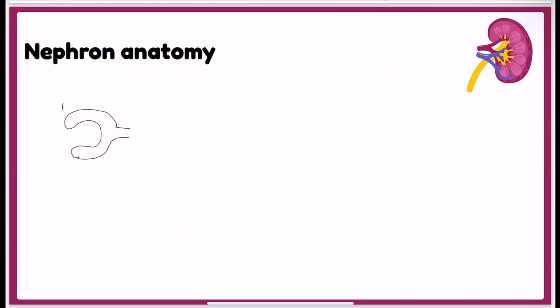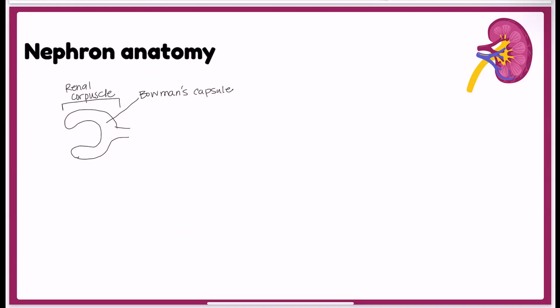So this whole portion is called the renal corpuscle. Corpuscle is spelled kind of like how muscle is. Renal corpuscle rhymes with muscle and it's spelled the same. The renal corpuscle consists of this thing called Bowman's capsule, which has an outer part and an inner part.